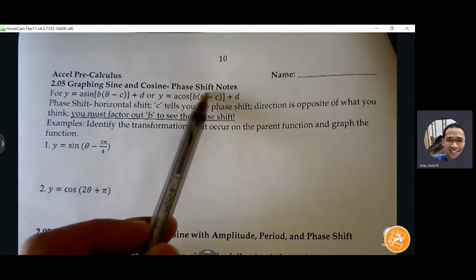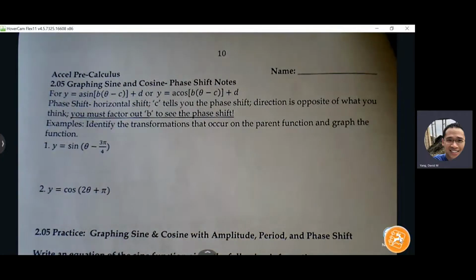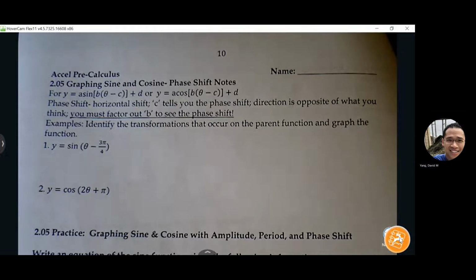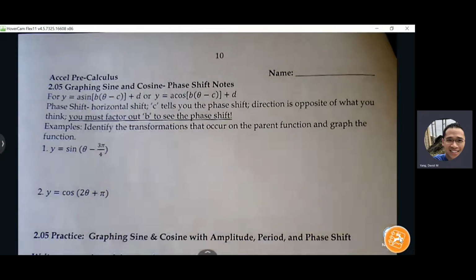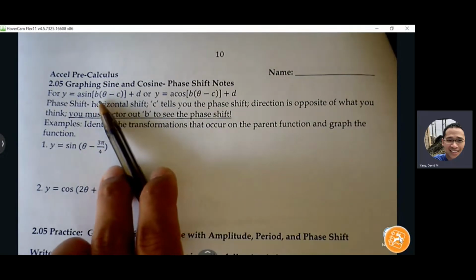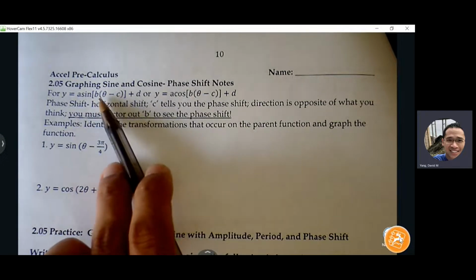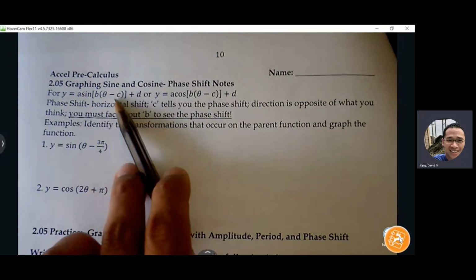Okay, so this is phase shift. We know what the A does. We know that the A is the amplitude. It affects the amplitude, but it also affects the reflection, depending if it's positive or negative. Second is the B value. We know what the B value does. The B value helps us find the period, the full cycle of the trig function, of the sine and cosine. But there's a little bit of adjustment we have to make today, so we'll have to deal with that a little bit. But really, we're talking about the C value.